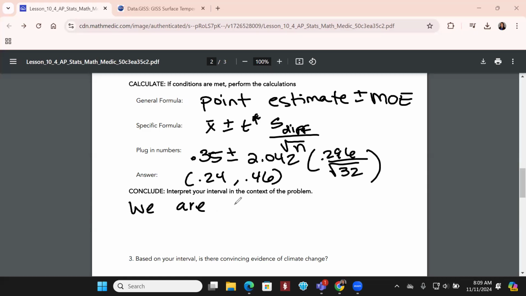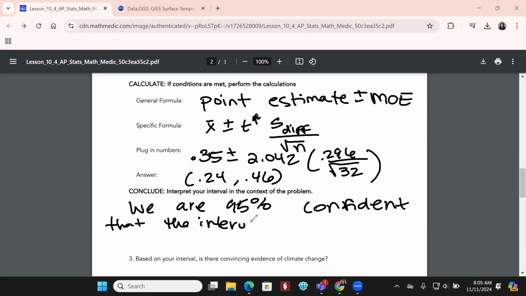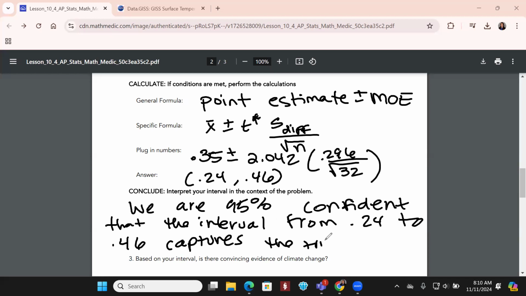We are 95% confident that Mo is not writing his stuff down. I already wrote it down. No. That the interval from 0.24 to 0.46 captures the true difference in peak temperatures.